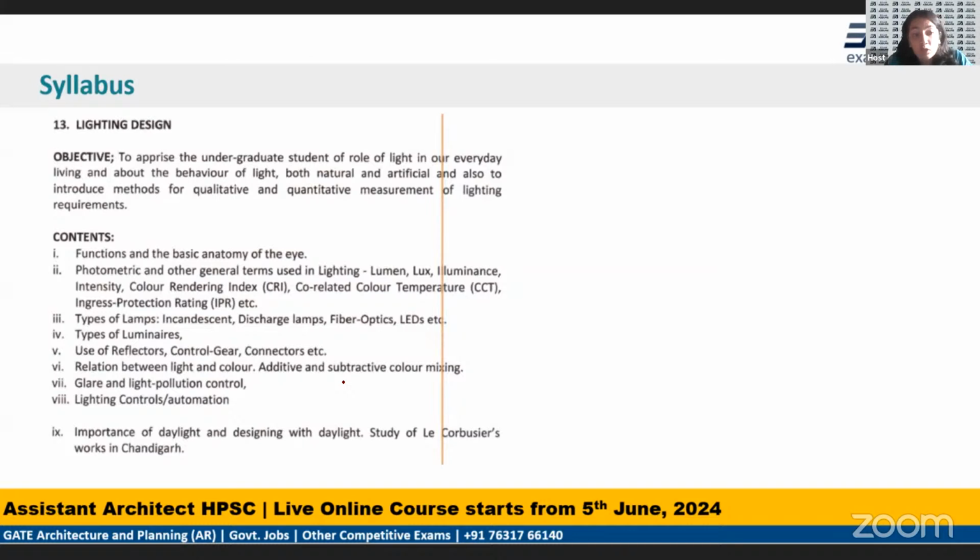What is light pollution control? All of these are also expected, and they've also mentioned the importance of daylight and designing with daylight, and study of Le Corbusier's work in Chandigarh with respect to lighting design. So this is an important point to be noted.